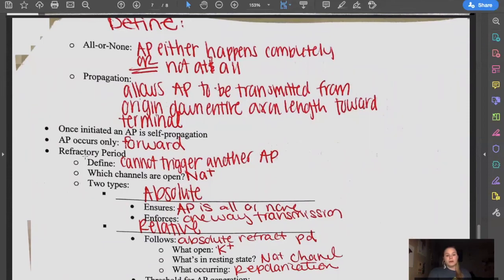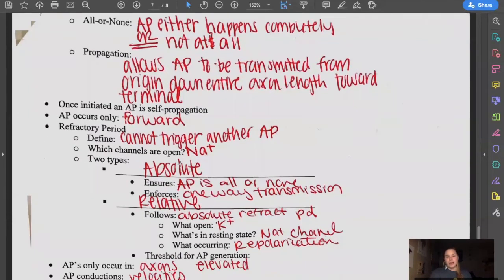Okay, right? All right, so now we talked about this refractory period, right? The absolute and the relative. All right, so the refractory period is when we can't trigger another action potential.